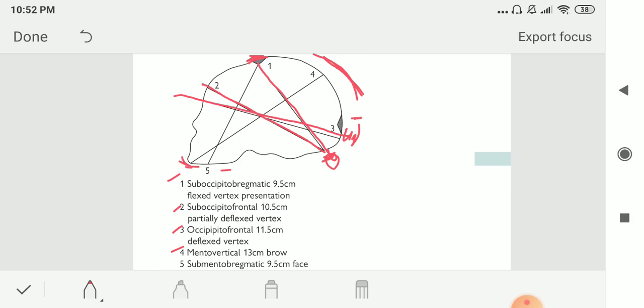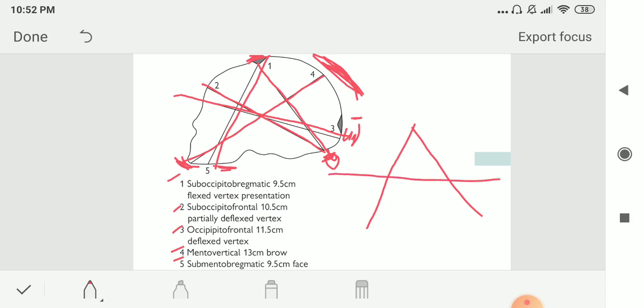Another one is the mentovertical. As I said, this is the mental and this is the vertex. So from here to here is the mentovertical diameter. It is the largest diameter, 13 centimeters. And the last one is the submentobregmatic, from the submental region to the bregma, the area around the anterior fontanelle. The easy way to remember this is, first you draw an A like this, and the sides, this one and this one, should be equal, about 9.5 centimeters.